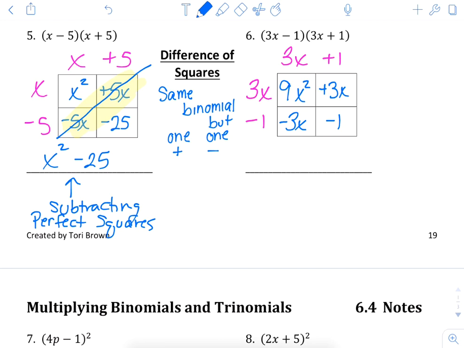Our highest degree goes first, 9x squared in our answer. When we combine these, we notice they're the same, but they're opposite signs, so they cancel out. And I bring down my negative 1 as my last term. Okay? If you missed anything on 5 and 6, go ahead and copy it now. I'll meet you on the next page.